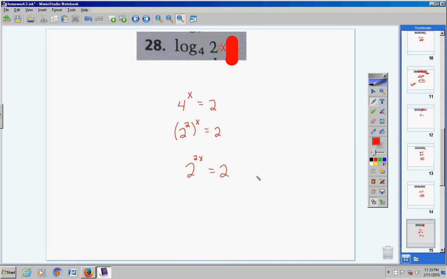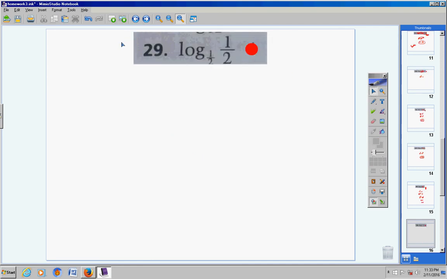Look at that, guys. We have like bases. So we're good. Cross off what is your exponent right here, even though you can't see it. So 1. Cross off your like bases. Set your exponents equal. Divide both sides by 2. x equals 1/2. Alright, moving on to number 29.